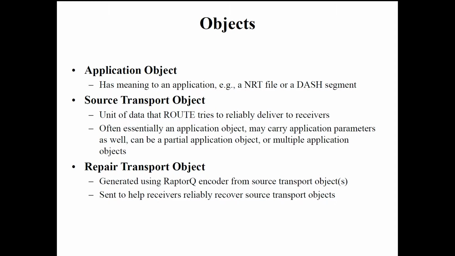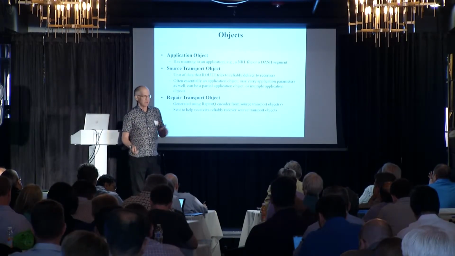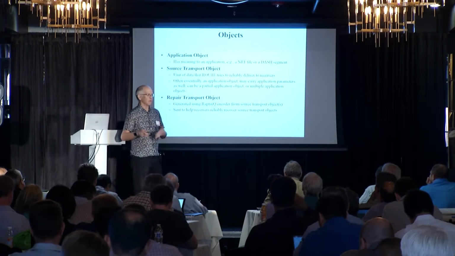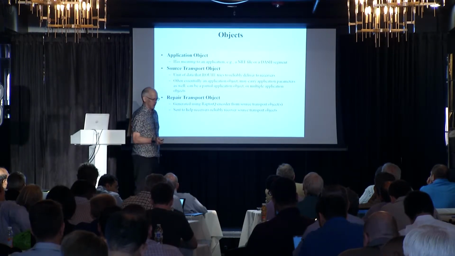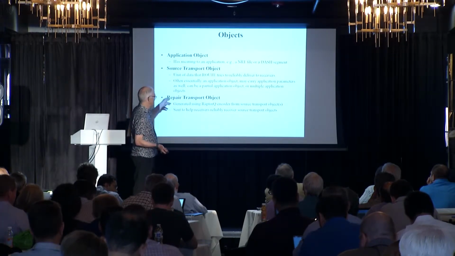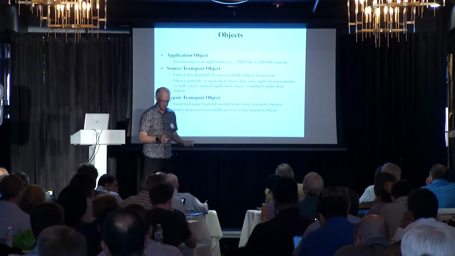The repair transport object is something that's generated using the RaptorQ encoder from the source transport objects. And this is sent to help the receivers reliably recover the source transport objects, because we're talking about a one-way transport here. There's no retransmission or anything else involved. So if individual receivers lose packets, unless there's this repair mechanism, they're out of luck. They won't get the full transport object delivered unless you have this repair mechanism in place, or if you use the HTTP repair service. That's another way to do it.